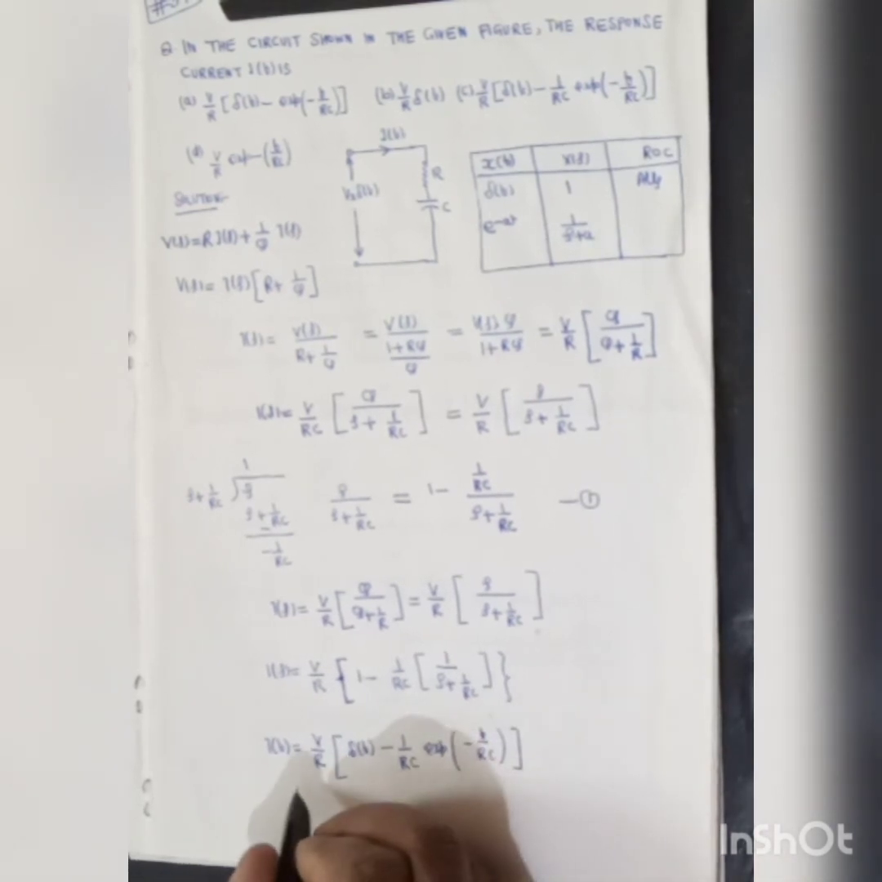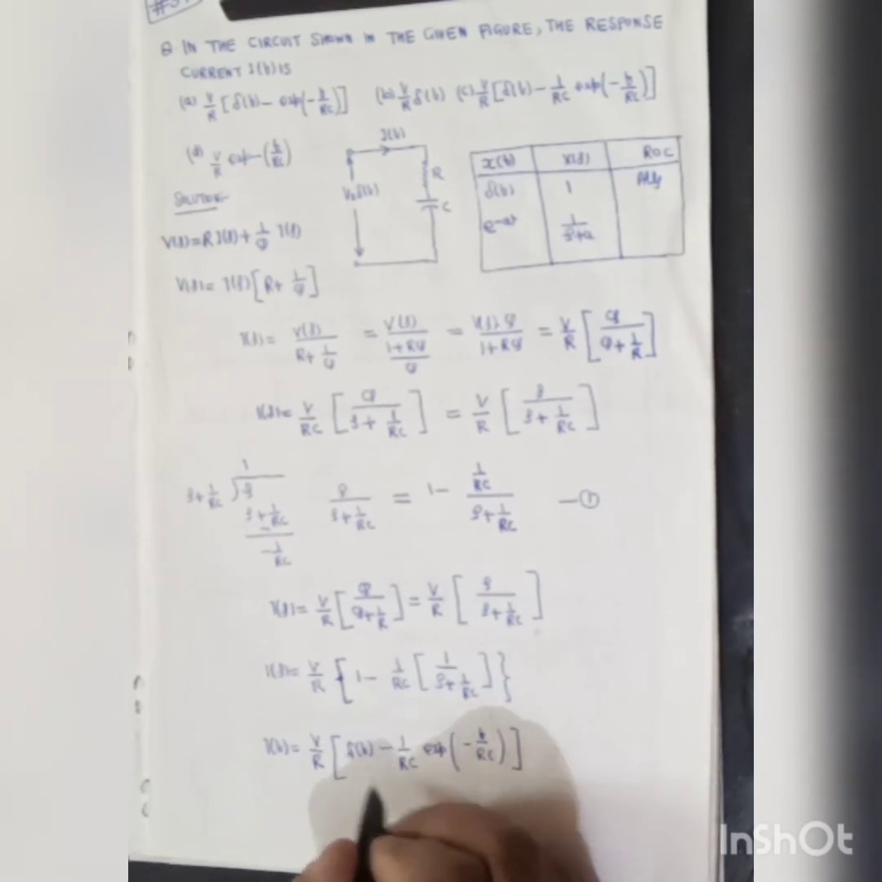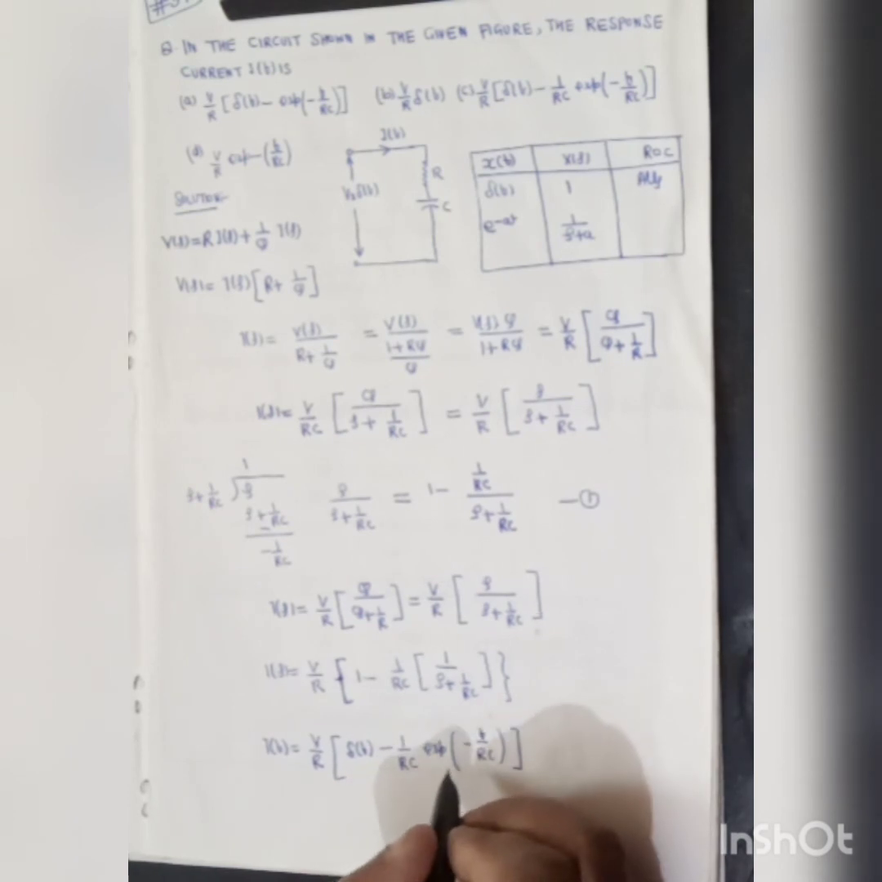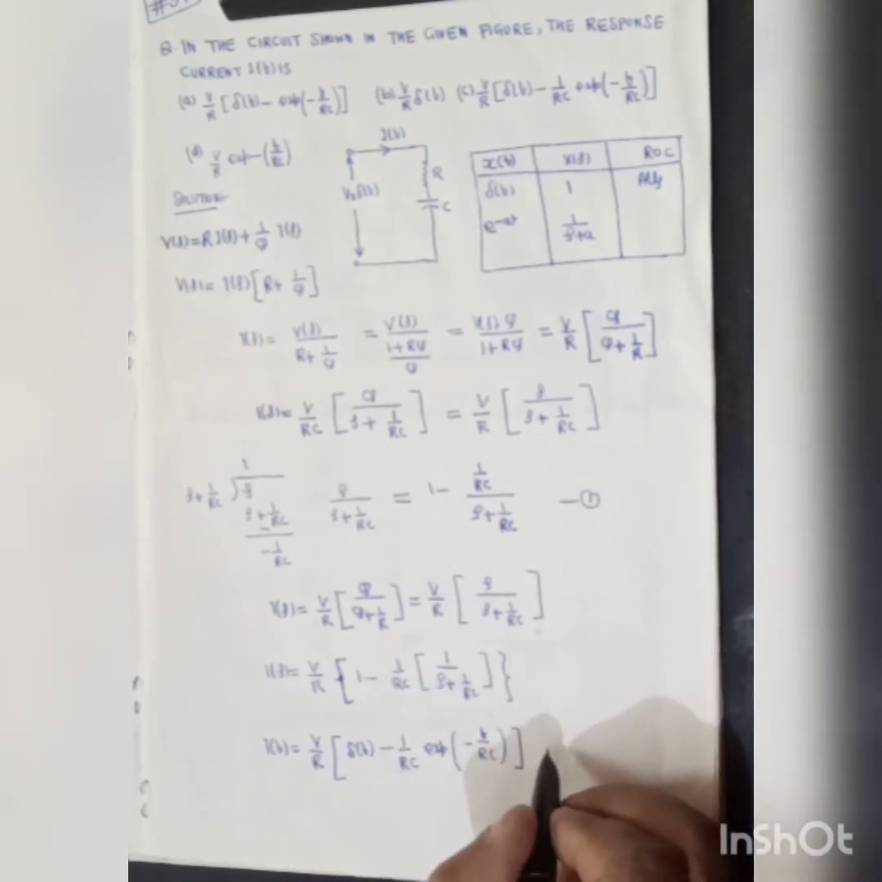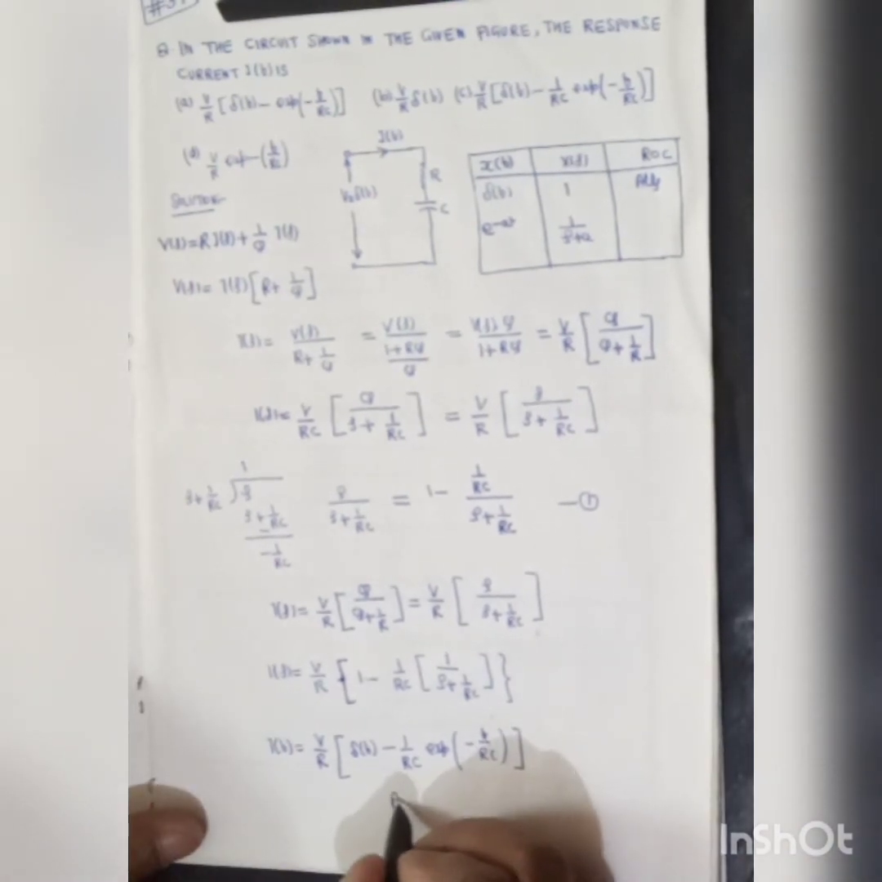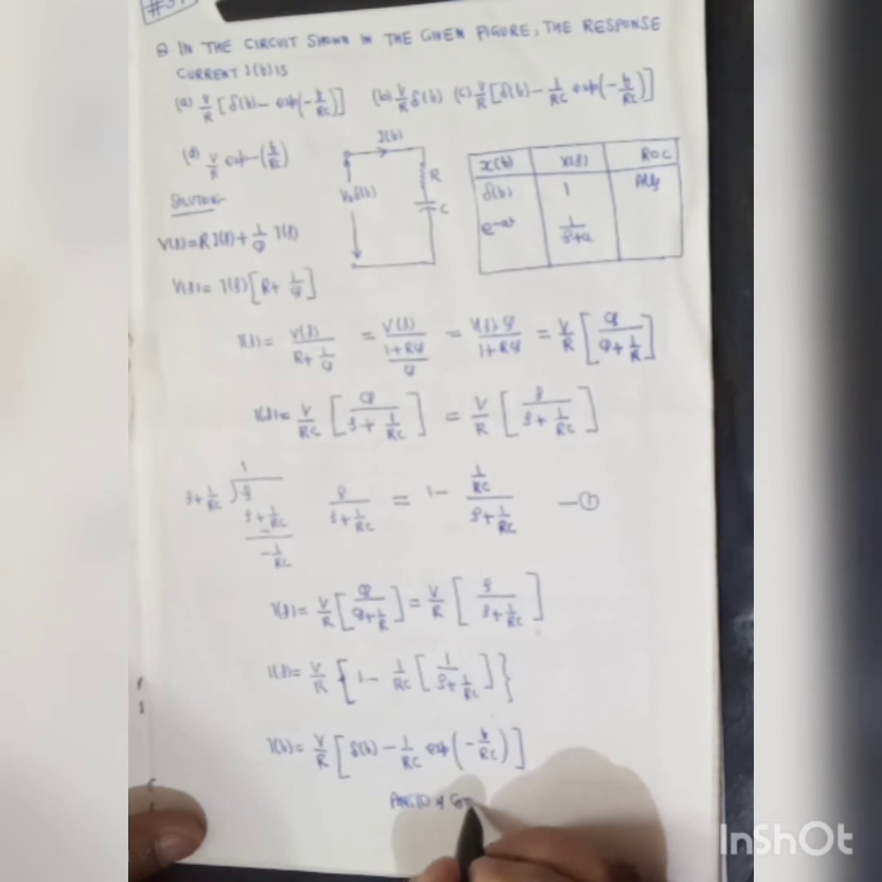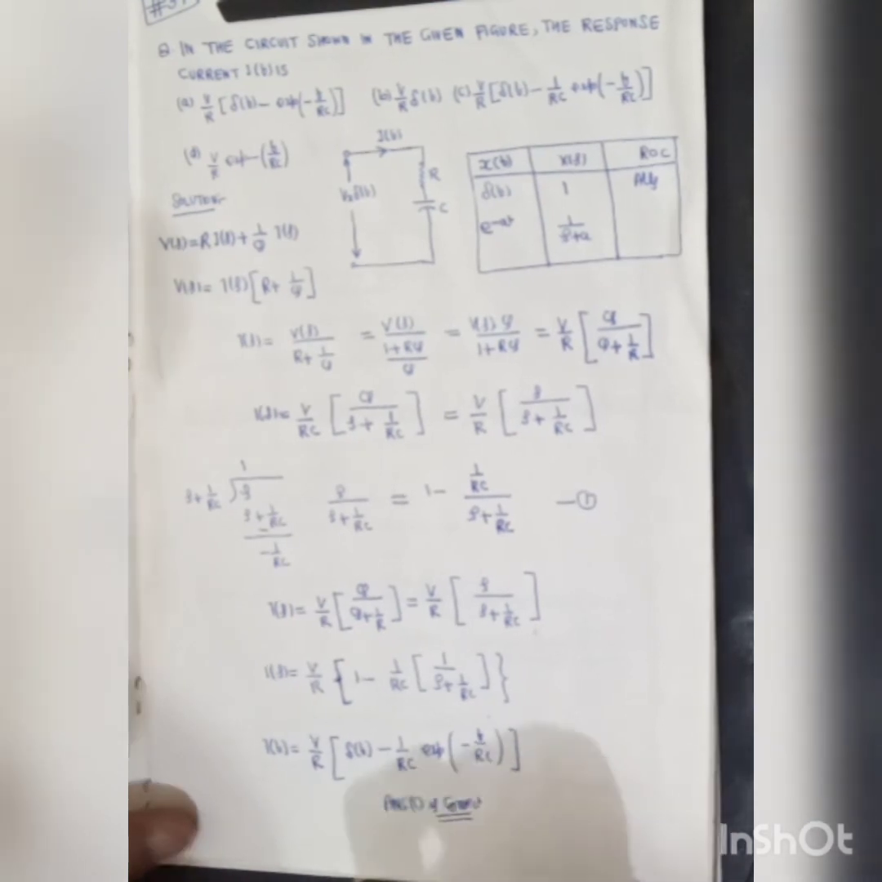So the current through the circuit, the response current i(t), is equal to V divided by R, delta t minus 1 upon RC exponential minus t divided by RC. This is the required answer. Hence answer C is correct. Thank you.